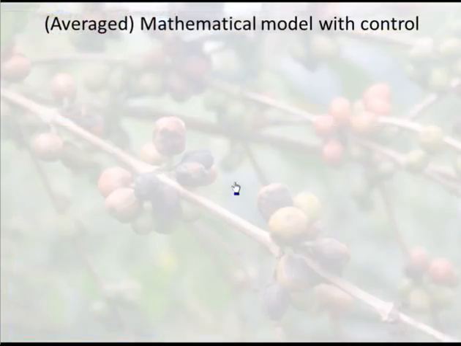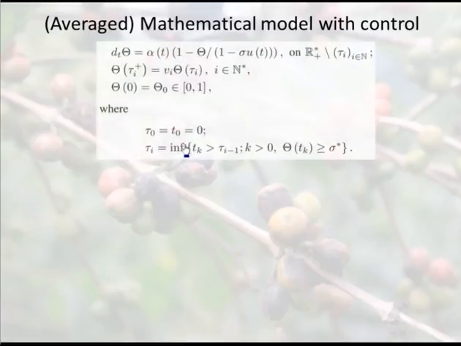Okay, I'm going to begin with an averaged mathematical model with control. And averaged means that it's not spatially dependent. Later on, I'll show a spatially dependent model that generalizes this. And here's the model. So let's see what the different quantities are.